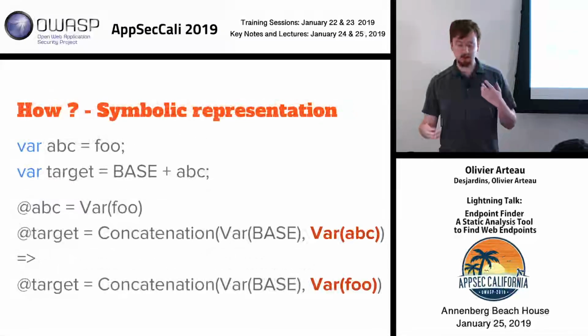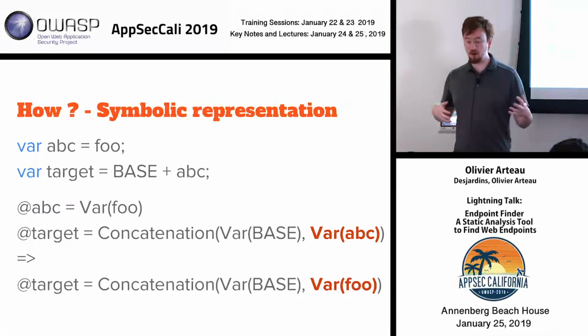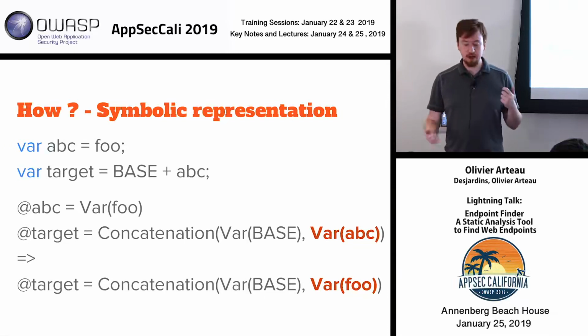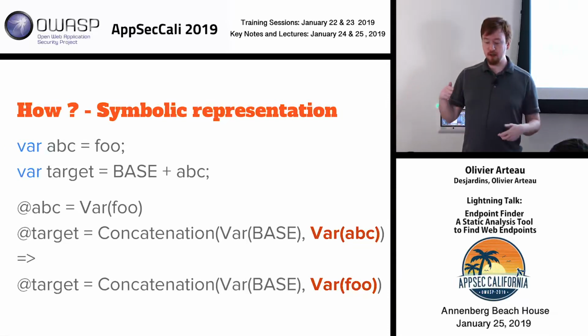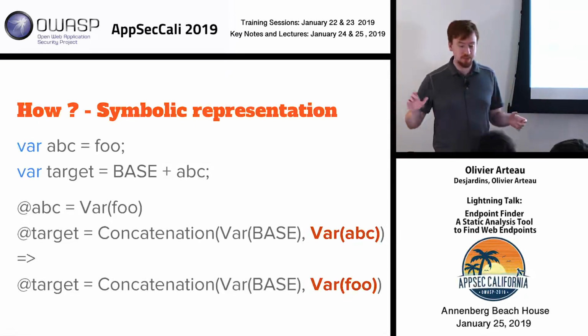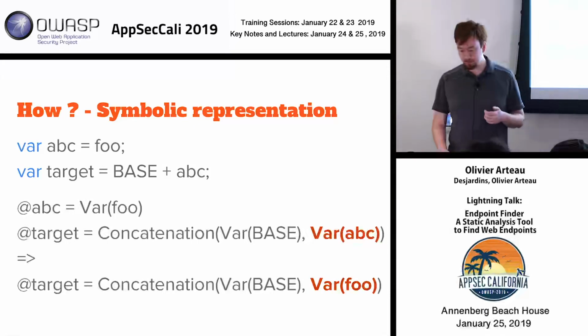Also, as we analyze code, when we're dealing with symbolic values, we can also do some replacement. So let's say that we have a piece of code where we have the two following statements, where we have two assignments. In the second assignment, when we're going to make the symbolic representation of it, as we already know the symbolic value of ABC, we can already substitute it with its value.